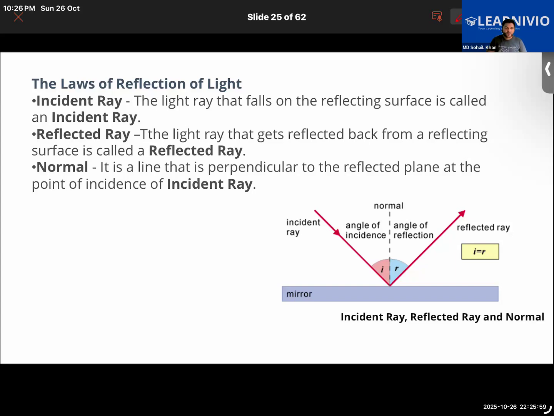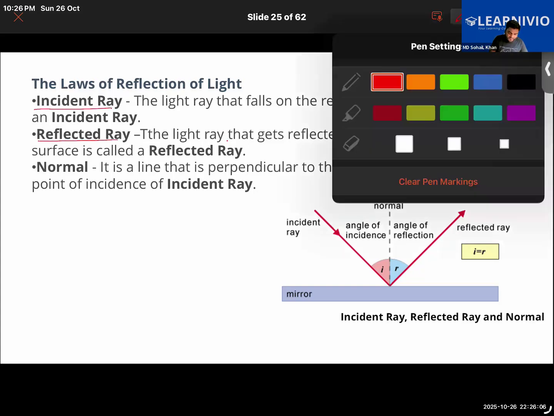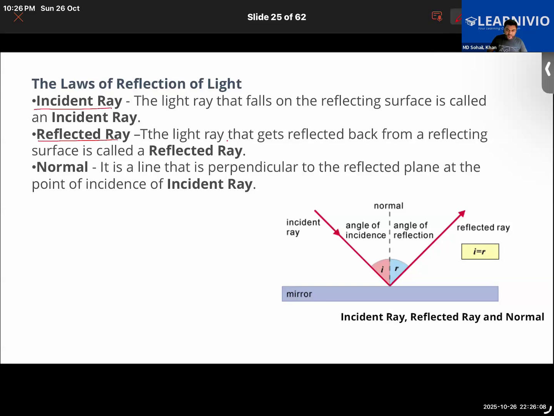Before we learn about the laws of reflection, there are some important terminologies like incident ray, reflected ray, normal, etc. Say that this is a plane mirror. This is the incoming ray of light that is falling on it. That incoming ray that falls on the reflecting surface is called the incident ray. After falling on it, it gets reflected, and that ray is called the reflected ray.